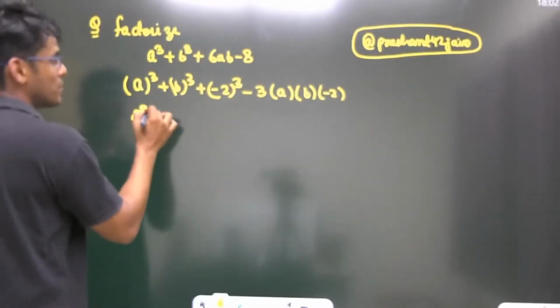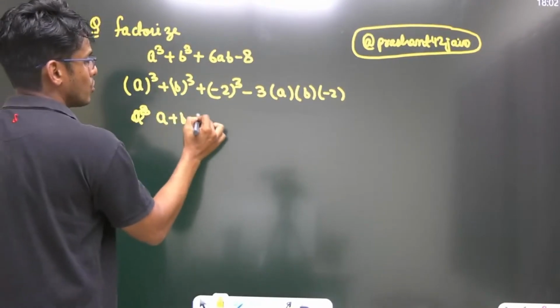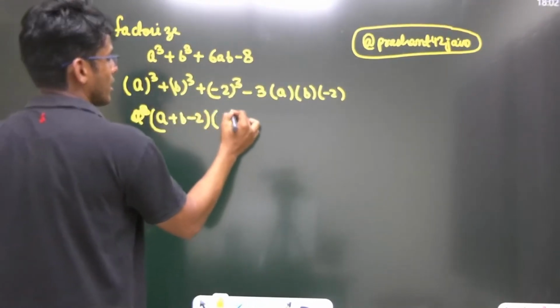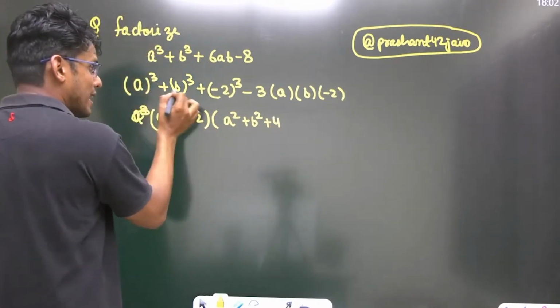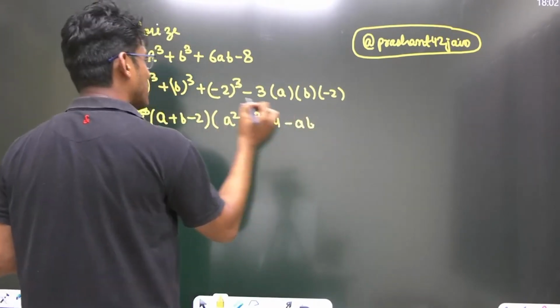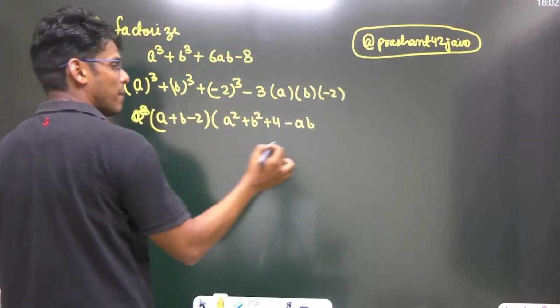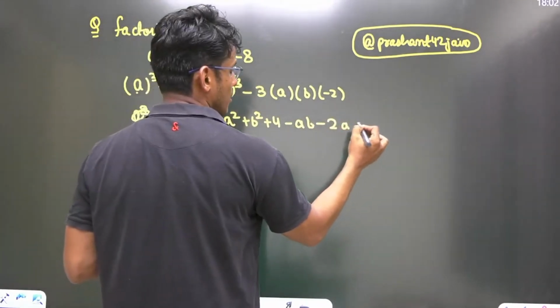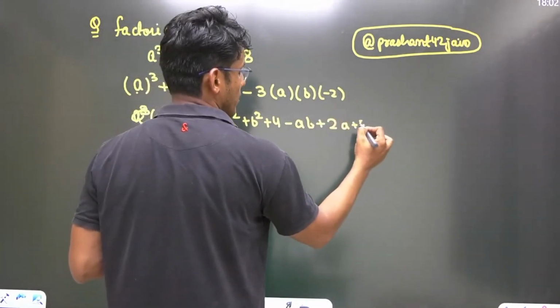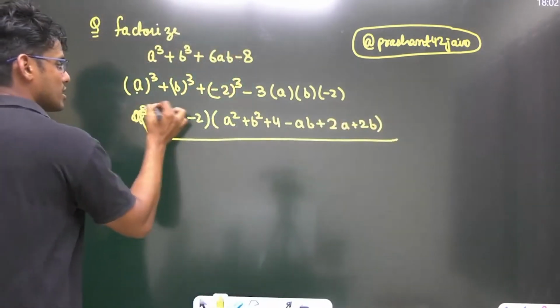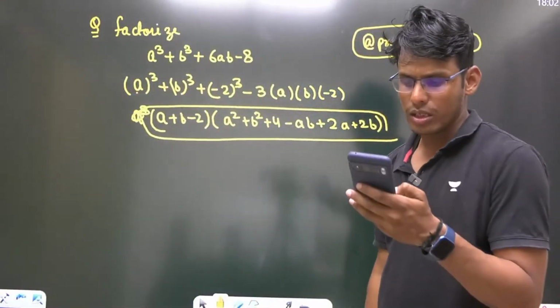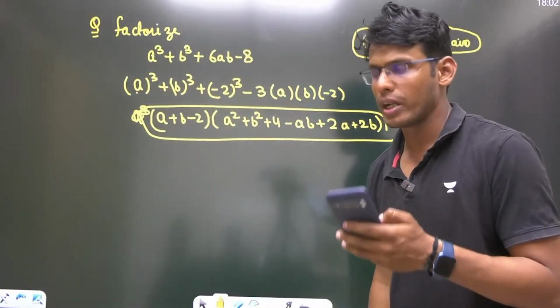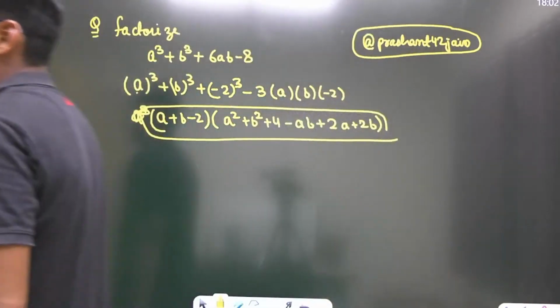So this becomes A plus B minus 2, then A square plus B square plus 4 minus AB, and after that A multiplied by minus 2 is minus 2A, plus 2A plus 2B. So this is the factorization. Okay, guys.